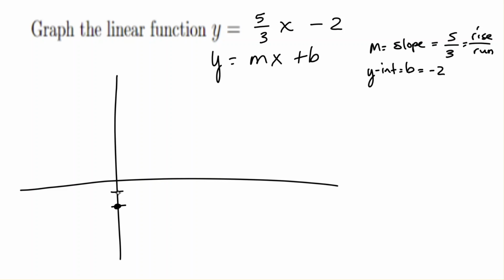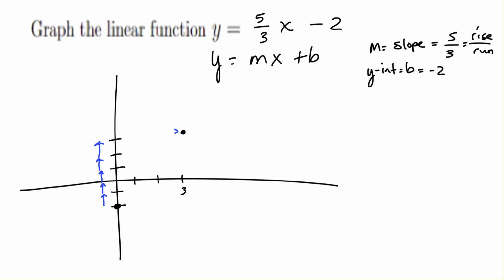So I'm going to go up 5, so go up 1, 2, up 3, up 4, up 5. I'm just using this to help show up 1, up 2, up 3, up 4, up 5. And then it says you run over 3. So I'm going to run over 1, 2, 3. And I'll get to the point 3, 3 here as my next point.